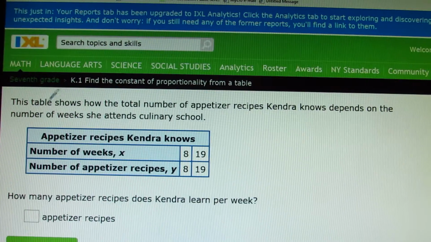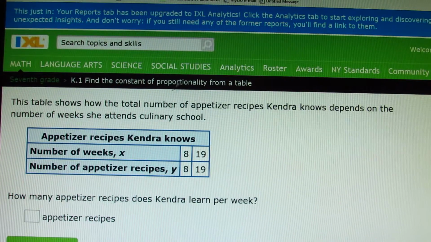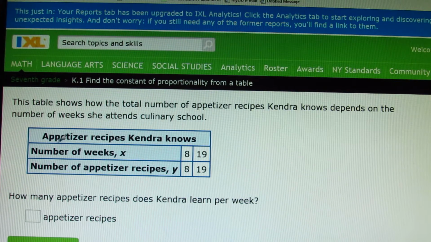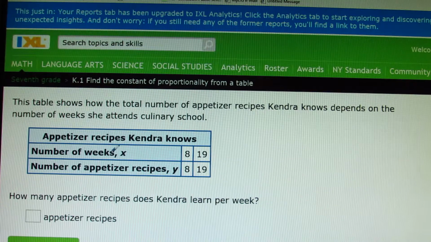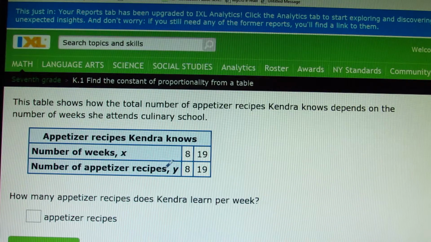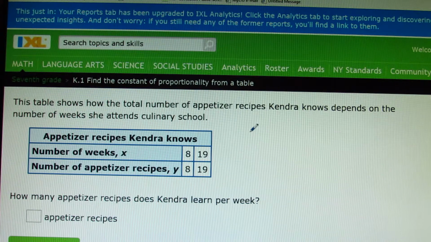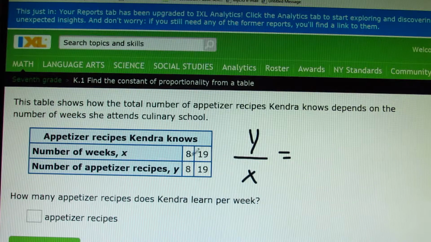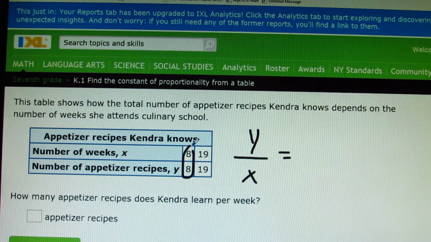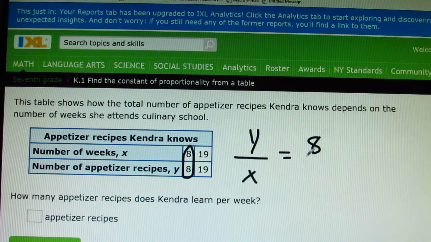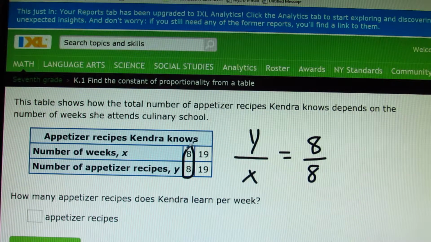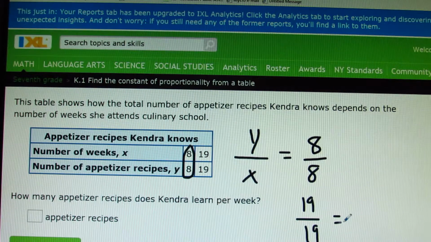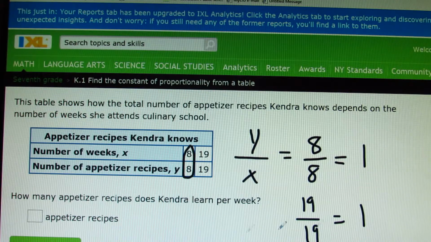Okay, a second example. This table shows how the number of appetizer recipes Kendra knows depends on the number of weeks she attends culinary school. Okay, appetizer recipes Kendra knows, number of weeks, X, number of appetizer recipes, Y. Again, the key is Y divided by X. That will find the constant of proportionality. And again, doesn't matter which column you use. I always like the smallest one. 8 divided by 8, Y divided by X, or 19 divided by 19, Y divided by X. Either way, you should get the same value of 1.